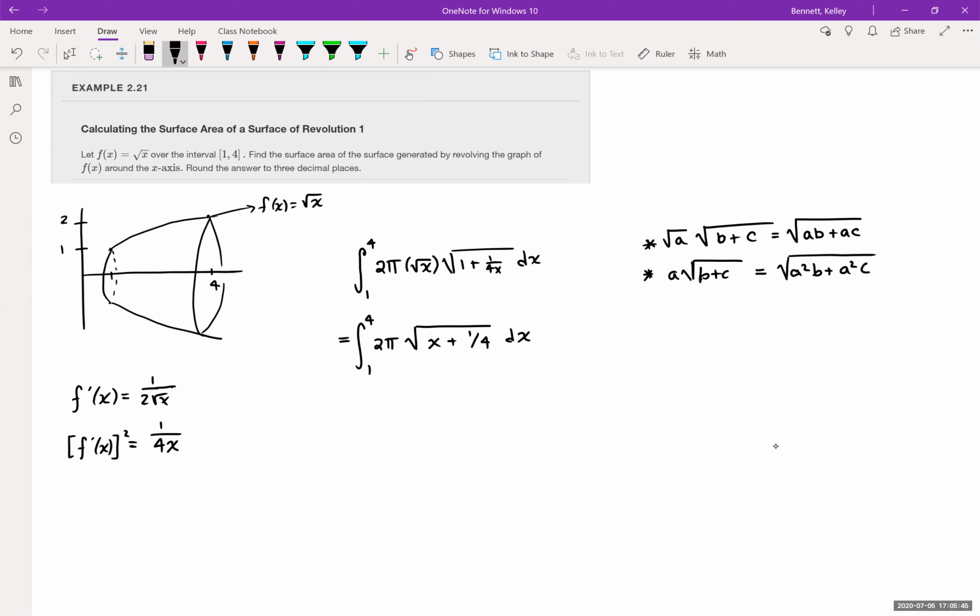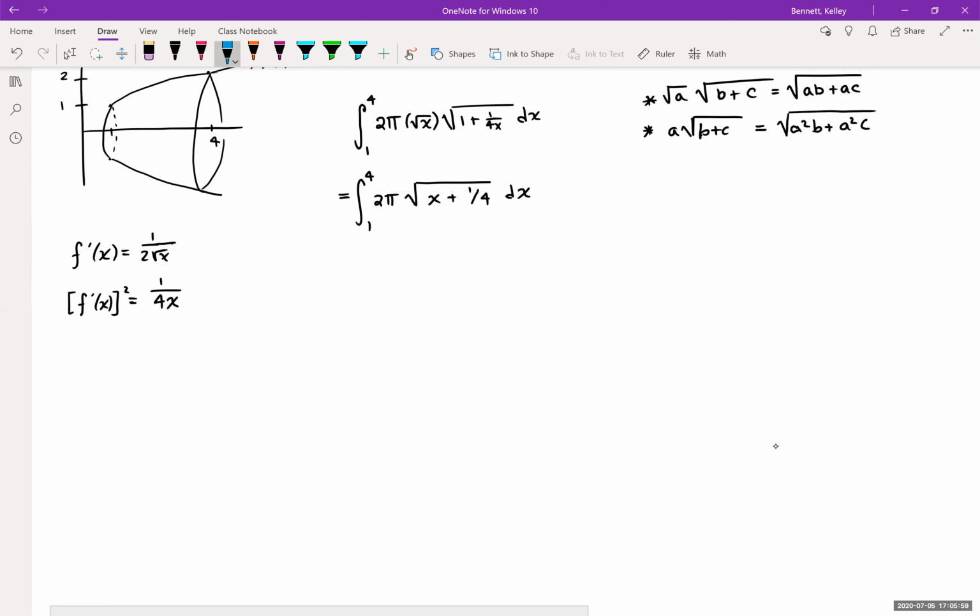So you could do a u sub here if you wanted to. Probably we should. If you feel comfortable not doing a u sub and kind of just making a mental note in your head, that's fine too. So if I do a u sub, I'm going to let u equal x plus 1/4. Then du equals dx. U of 1 is 1 plus 1/4, so that's going to be 5/4. And then u of 4 is 4 plus 1/4, so I'm going to get 17 over 4.